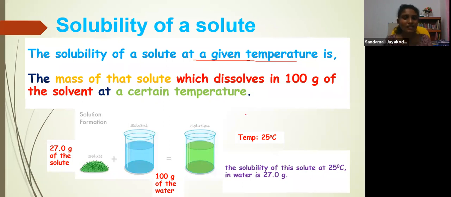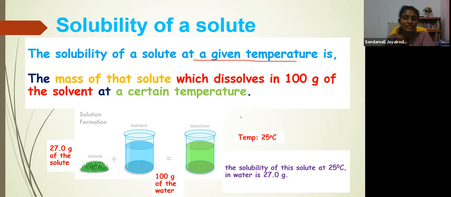Always we express the solubility as the mass of the solute. If it is salt, it is the mass of the salt which dissolves in 100 grams of water at a particular temperature like 25 degrees Celsius. In that way, we can take the solubility of salt at that temperature.